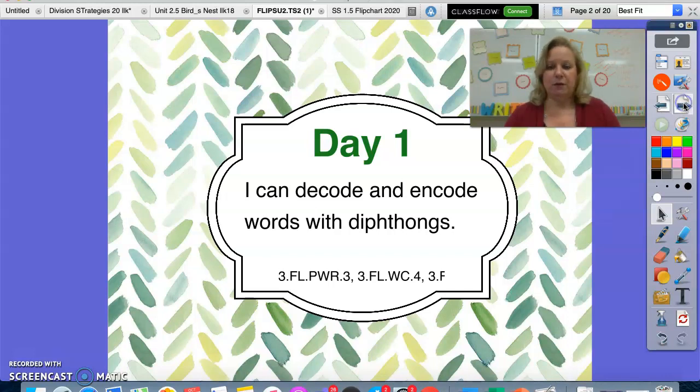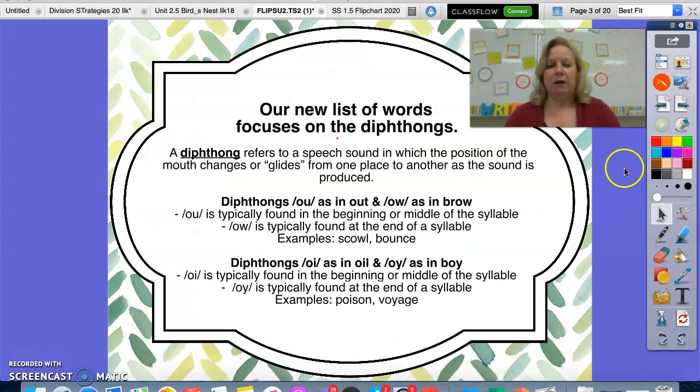And remember, we had talked about diphthongs and what they are. They refer to a speech sound in which the position of the mouth changes or glides from one place to another as the sound is produced. Okay, we are going to look at the diphthongs spelled OU and OW. OU sounds like in out, ow, hear that, out, okay? And OW sounds like in ow. Okay, so they make the same sound, but they are spelled differently.